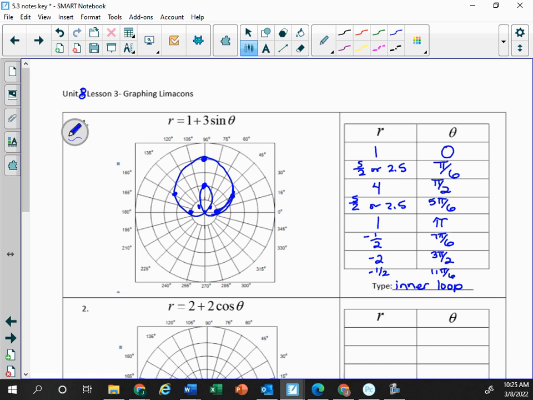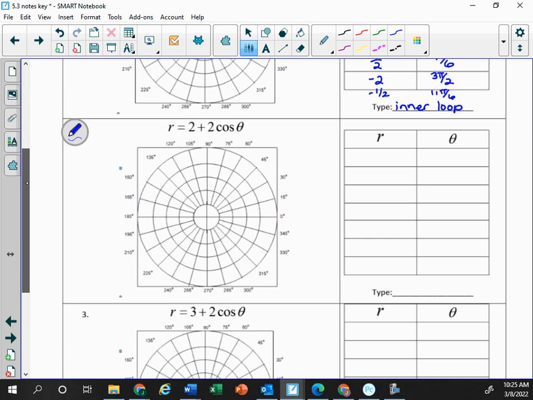Yeah, it's like spirograph when you were a kid. That's what you're doing. You're very rotational with all of it. Okay, so we're going to go through and graph the 4 different types, and then we'll talk about how you can identify them just from the equation.